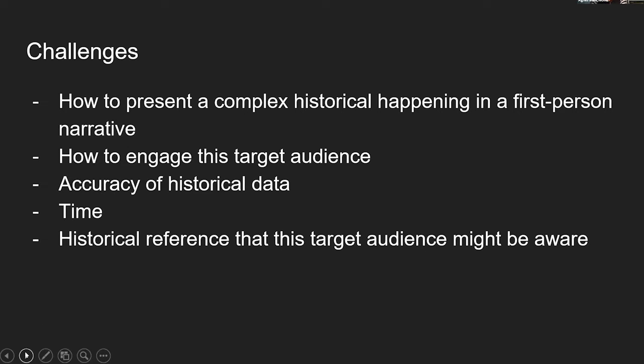And the other one, and why the title is 1986, is because we were looking for what are the possible historical references that this age group, these youngsters, might know. 1986 was when the Chernobyl disaster actually happened, and they most probably watched the Chernobyl series, so we could make a lot of references.